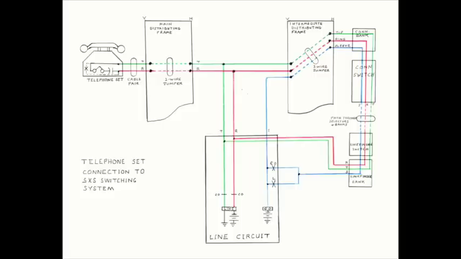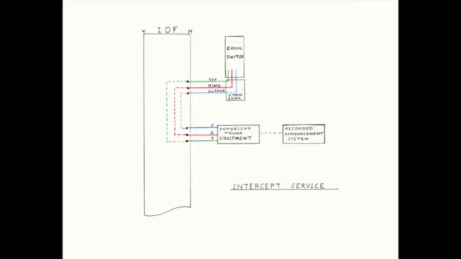To ensure that no call ended up in a no ring condition, a process called intercept was provided. The IDF tip, ring and sleeve terminations for all non-working telephone numbers were cross-connected to special intercept trunks, which provided a pathway either to a live operator or more commonly to a recorded announcement system that sounded typically like this.